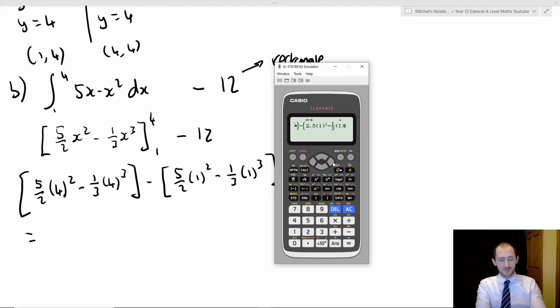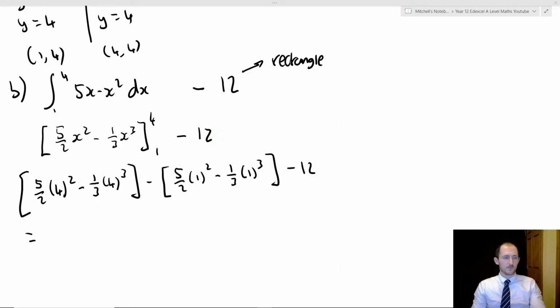I really didn't need to put the brackets, but it is what it is. Cool. And then the minus 12 on the end. 9 over 2, so 4.5. That gives you the full 6 marks.